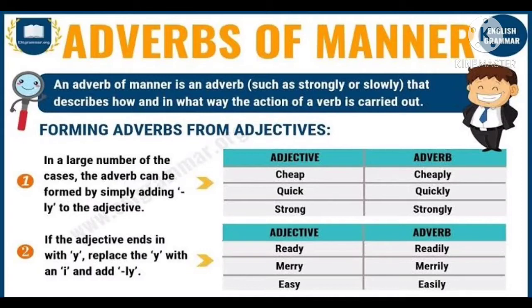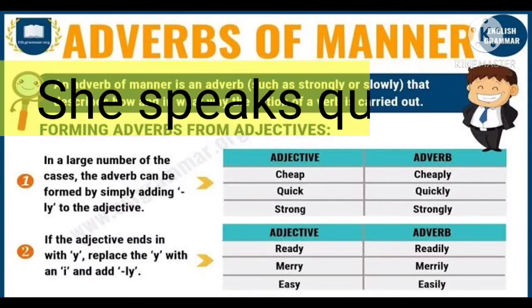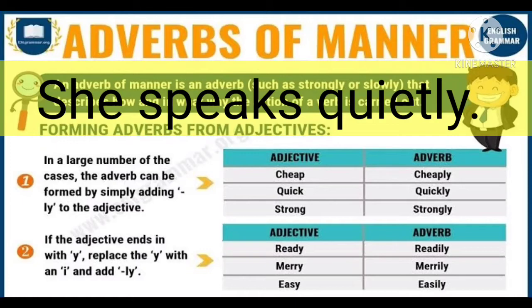So dear students, it is clear that an adverb of manner is an adverb that describes how and in what way the action of a verb is carried out. They answer the question how. If I say she speaks quietly, just ask the question how. How does she speak? She speaks quietly. So quietly is an adverb of manner.